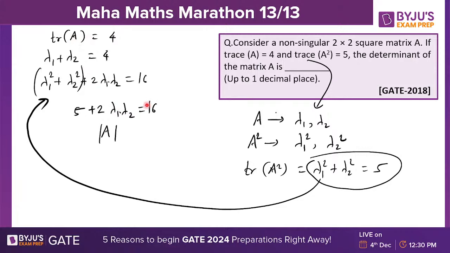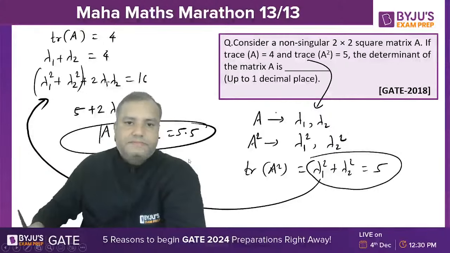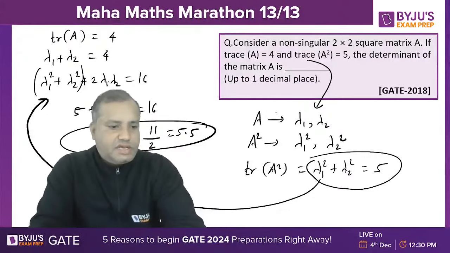16 minus 5 will be 11, divided by 2. 11 by 2 means 5 and a half. 5 and a half is the value of this determinant. This question was asked in GATE 2018 and is based on the very basics of linear algebra and eigenvalues, eigenvectors. Comfortable everyone? Moving to the next.